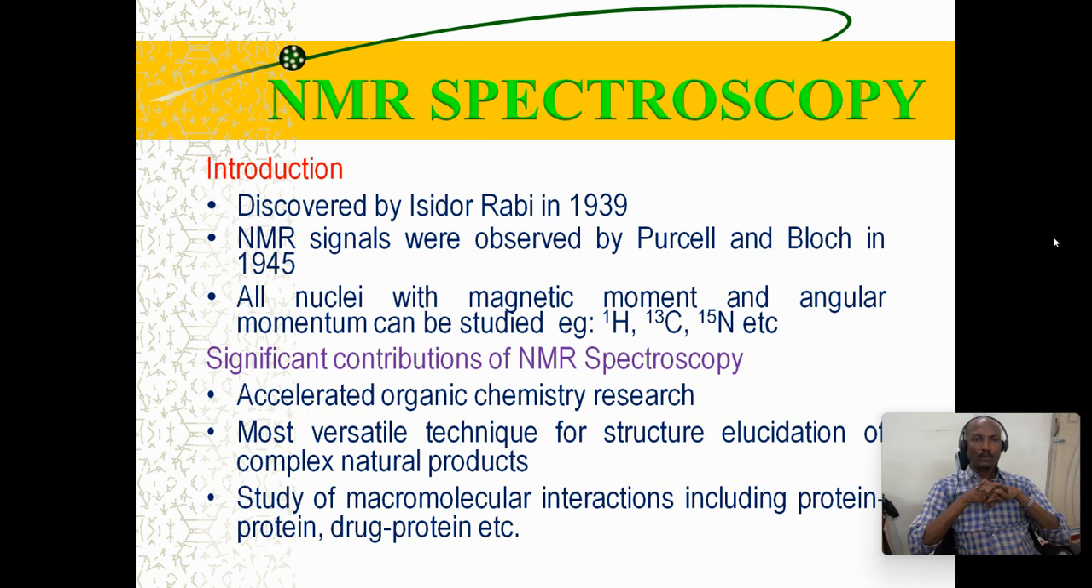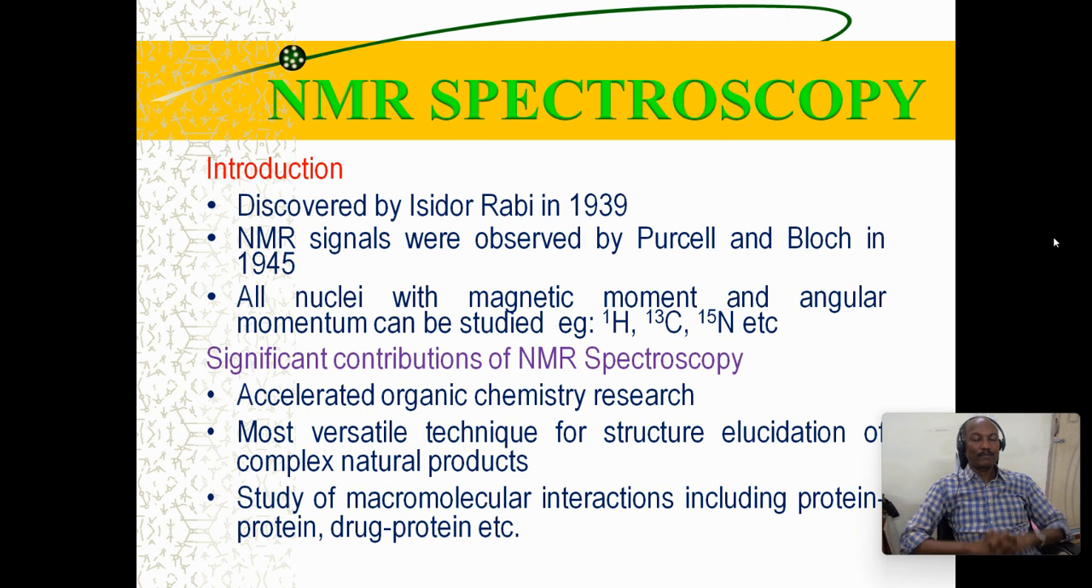All nuclei with magnetic moment and angular momentum can be studied. The types of nuclei that are studied in this case are H1, popularly called a proton, and C13, which is carbon 13. Another one is N15, that is nitrogen 15.